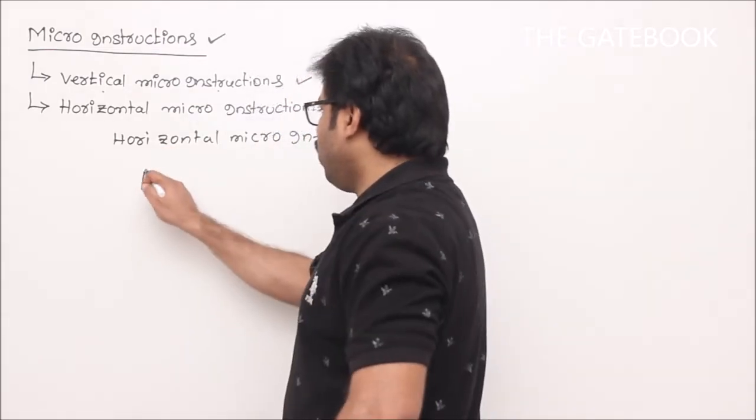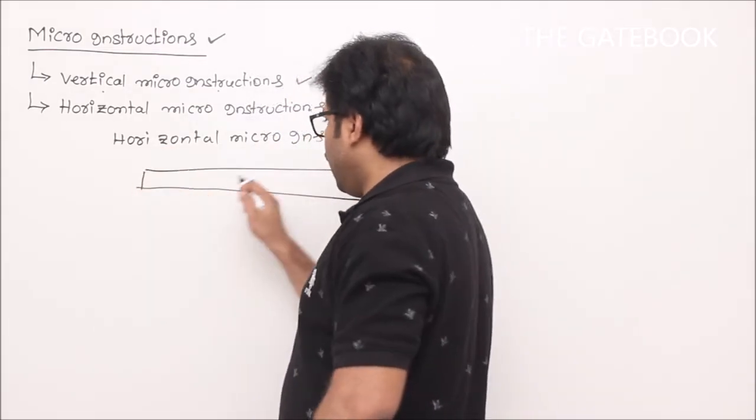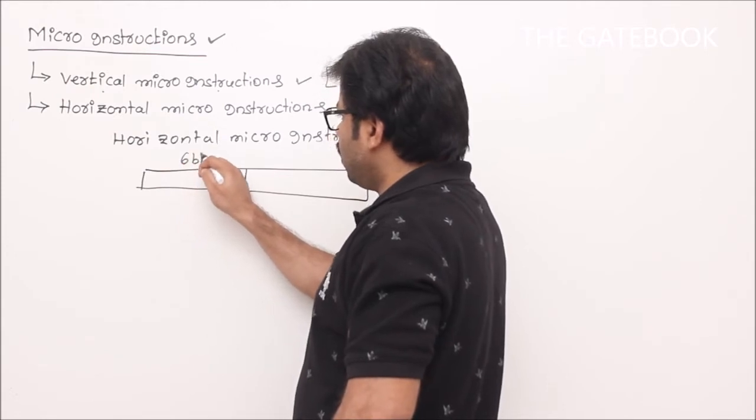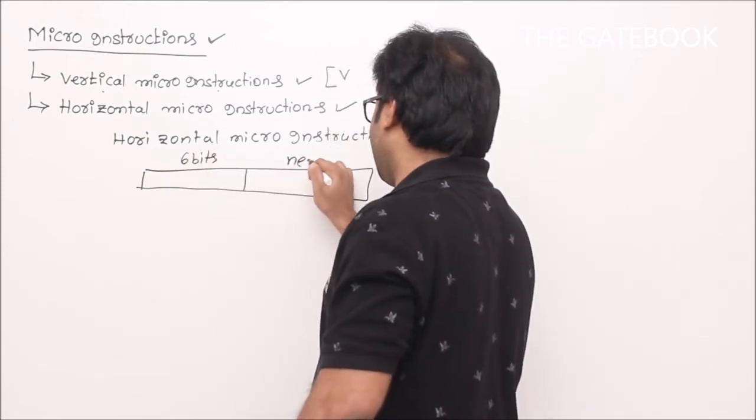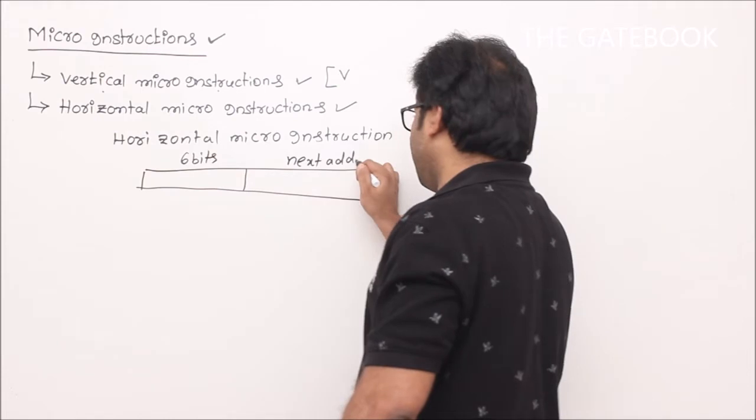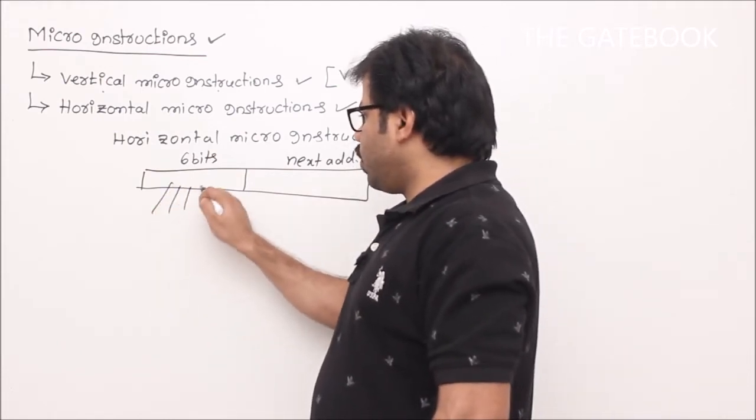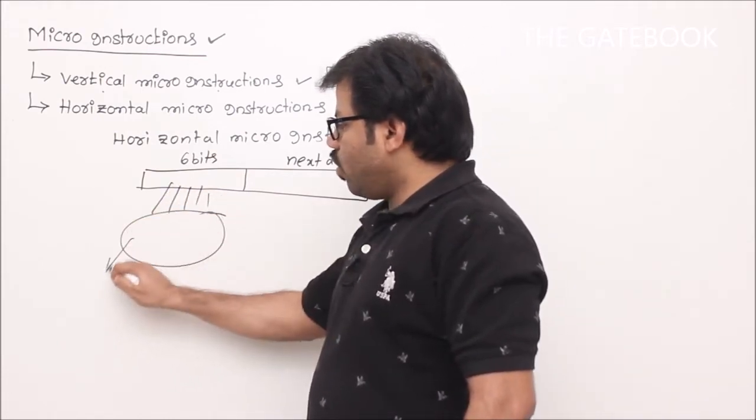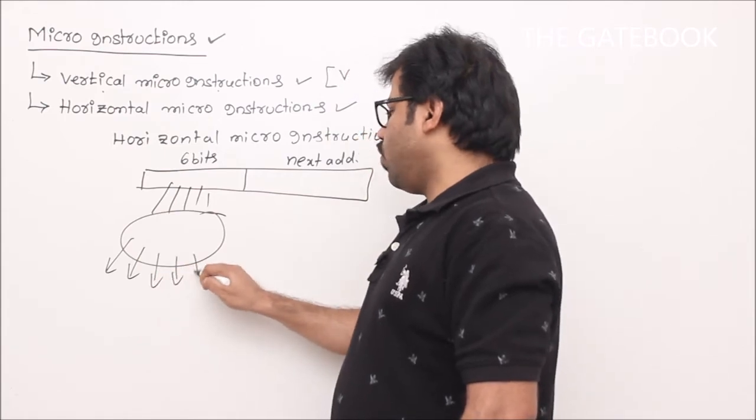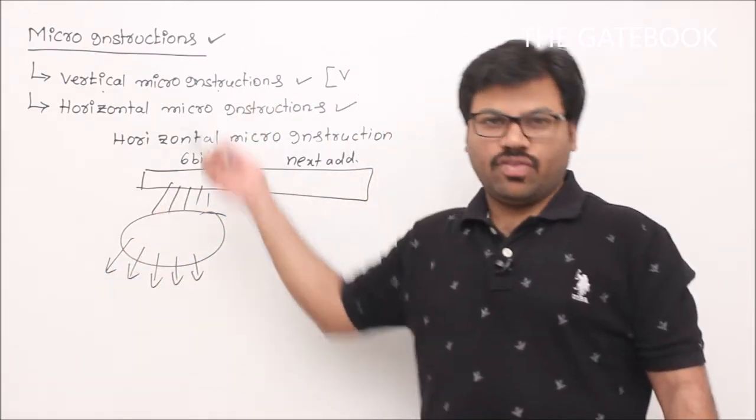We will now have a control word like this. In that, this will be 6 bits. This will be the next address. The next address is as it is, we are not disturbing. But these 6 bits are connected to a decoder. That decoder will generate one of the 64 patterns like the original one, right?